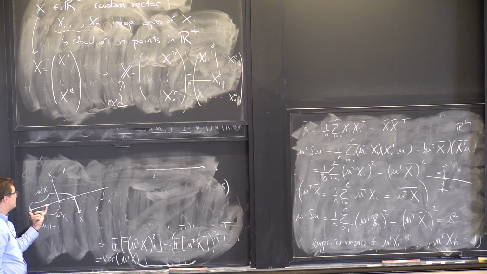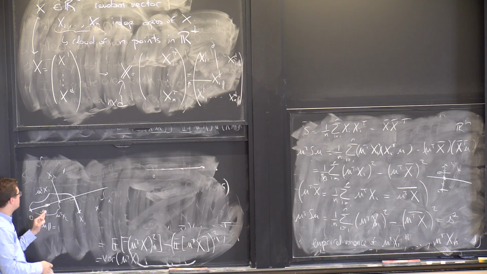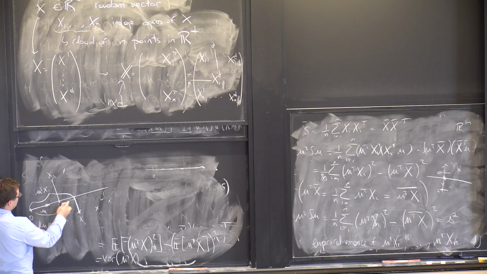Now, if U does not have norm 1, then you just have a change of scale here. You just have a change of unit, right? So this is really U times x1. The coordinate should really be divided by the norm of U.